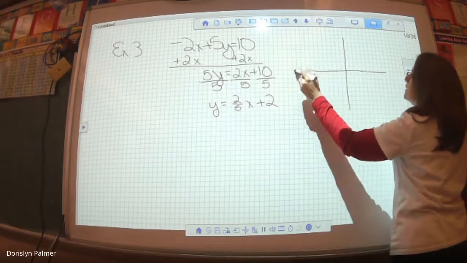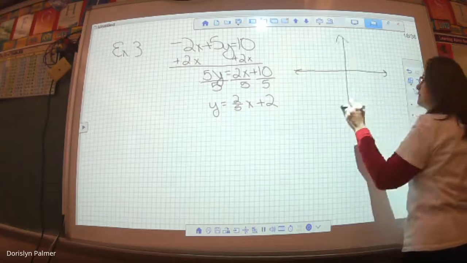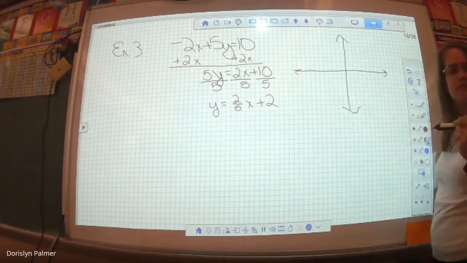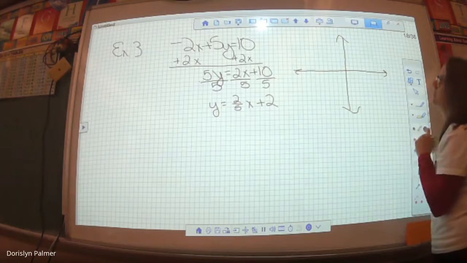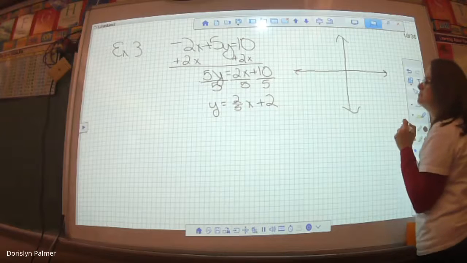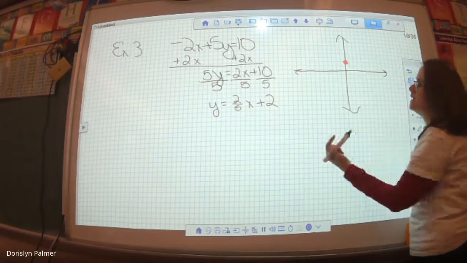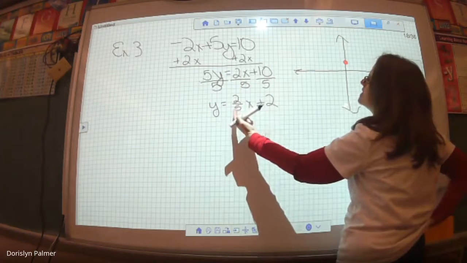Okay, I'm going to draw a graph. Graph my y-intercept. Nathan Snyder, what's my y-intercept? What point am I going to graph on my y-axis? On your y-axis, you are going to graph 2. Good. Positive 2. And my slope is positive also, positive 2/5.